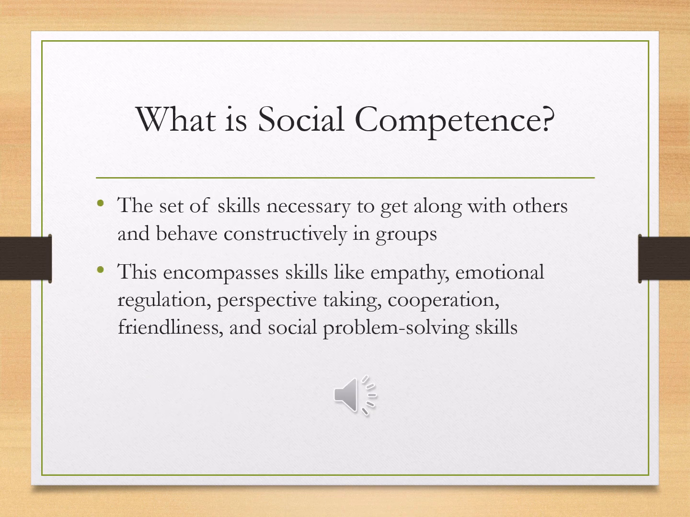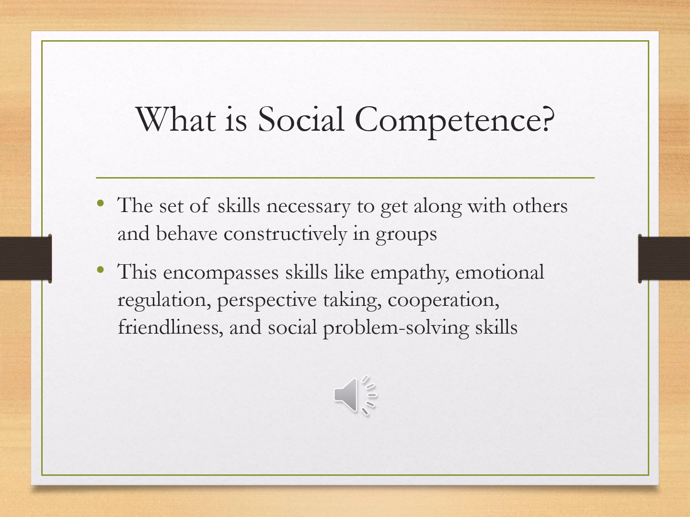Let's start with a definition of what social competence is. Social competence is skills that allow children to get along with other children or with other people. They're skills that help them to behave constructively and appropriately in groups. For example, skills necessary would be to ask if you can touch other people's toys or to ask if you can play what other children are playing.